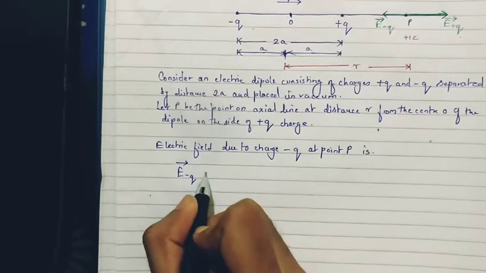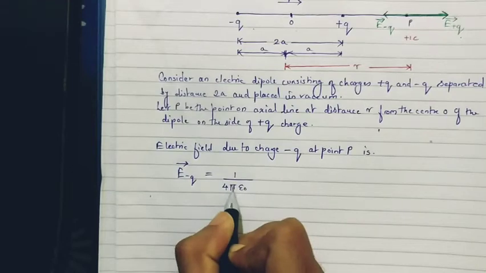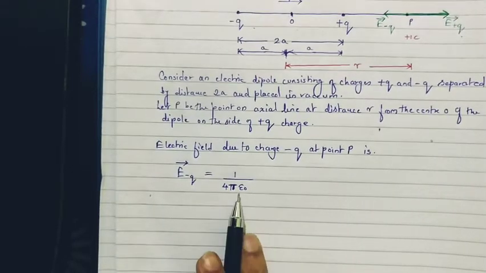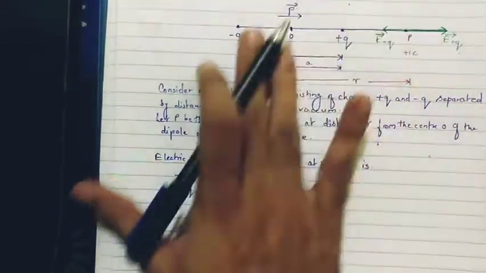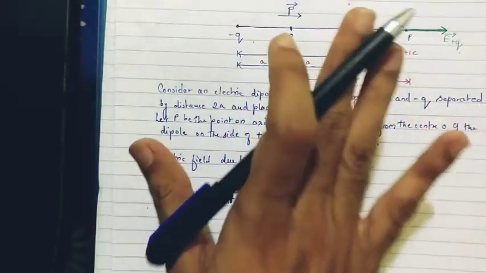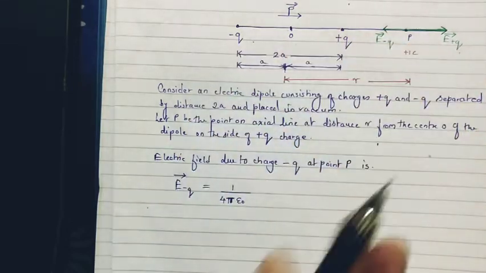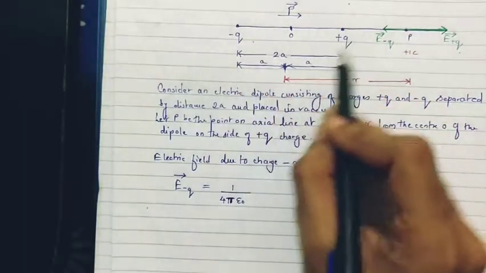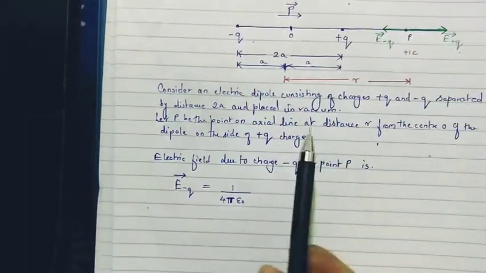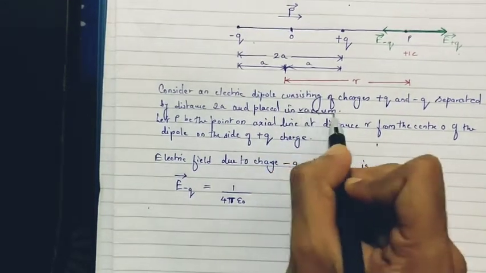So this is going to be, what is the formula? 1 upon 4 pi epsilon naught. Another thing you need to understand is we haven't taken K epsilon naught. Why? Because we have considered this entire system is kept in vacuum or in air, so your dielectric constant K becomes 1. This is directly the permittivity of free space, not the permittivity of medium. Epsilon naught is nothing but permittivity of free space. So this electric dipole is placed in vacuum. I have mentioned it over here.